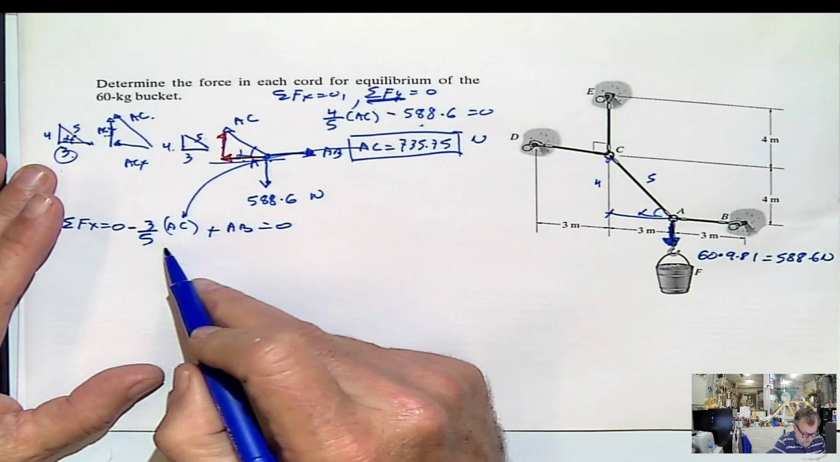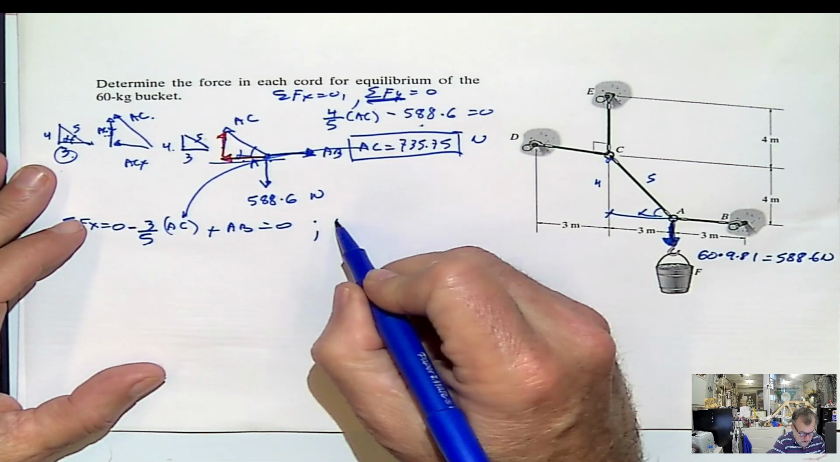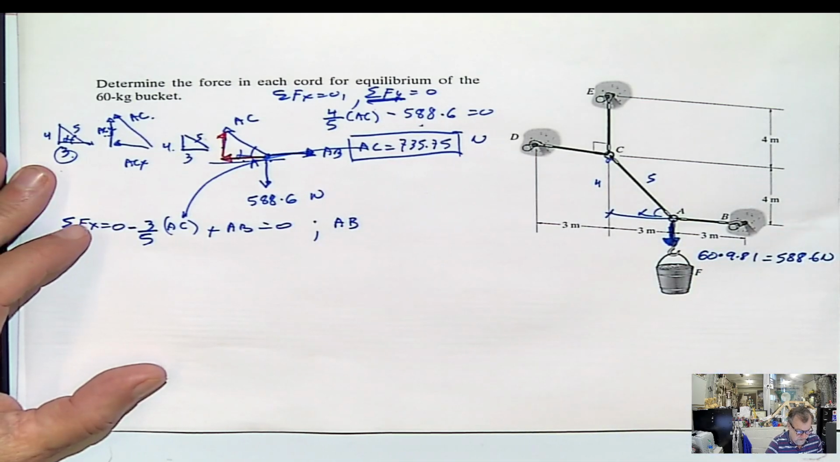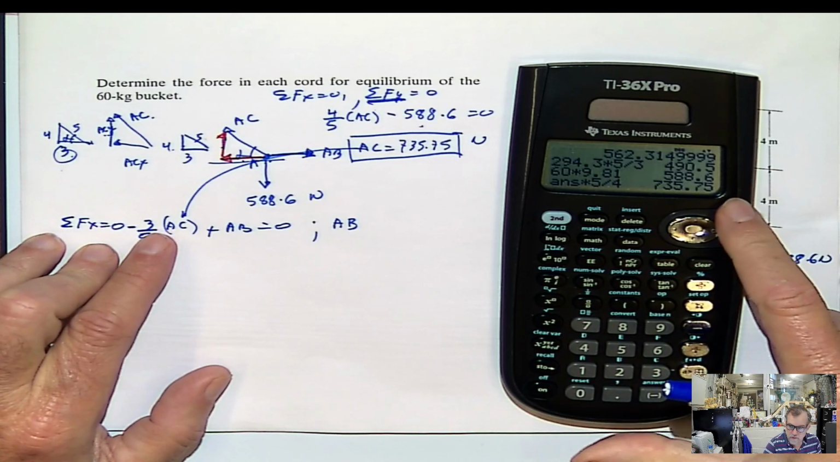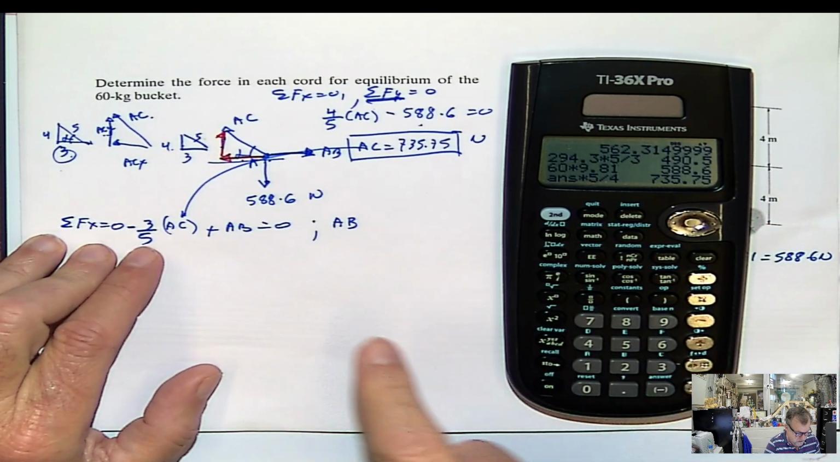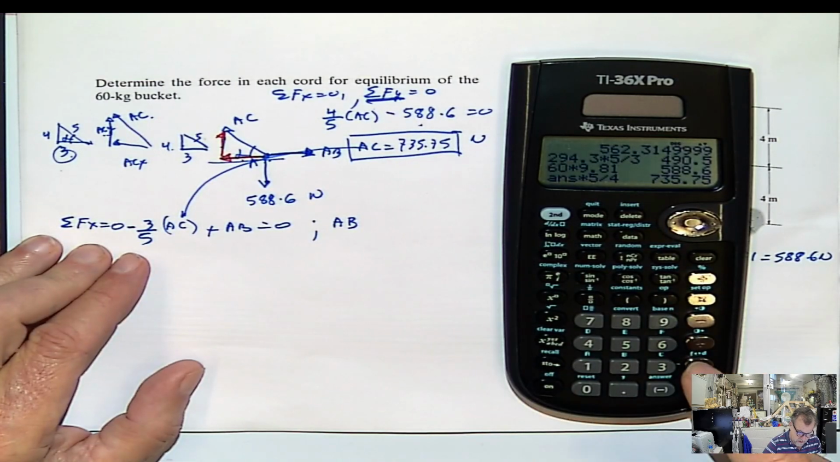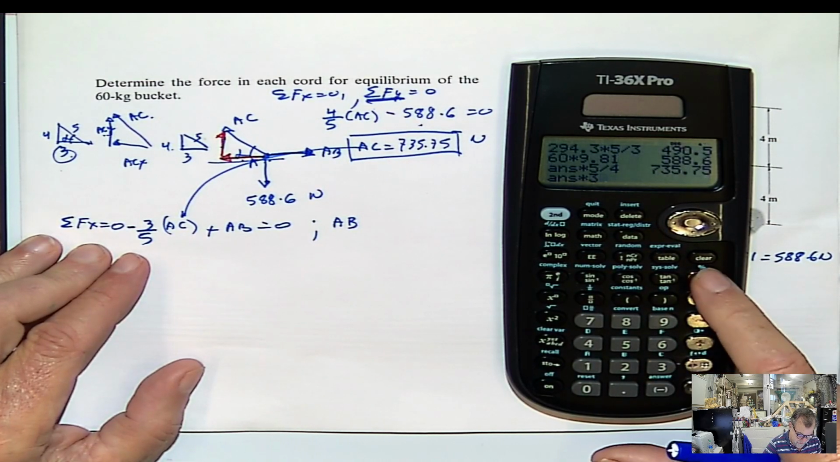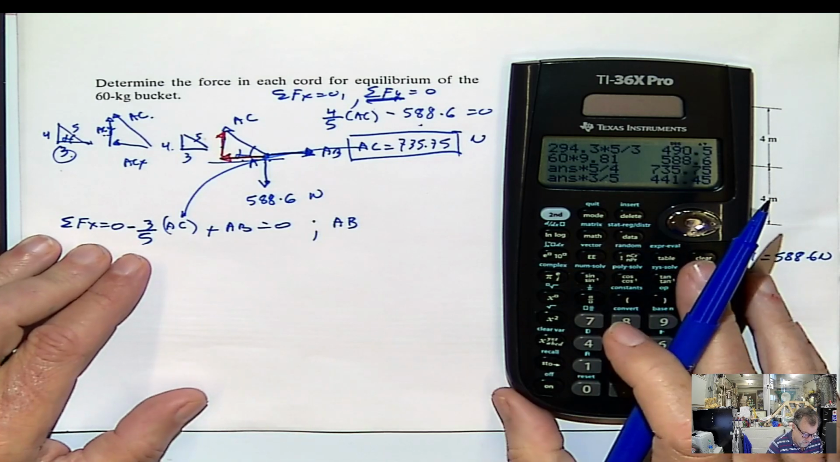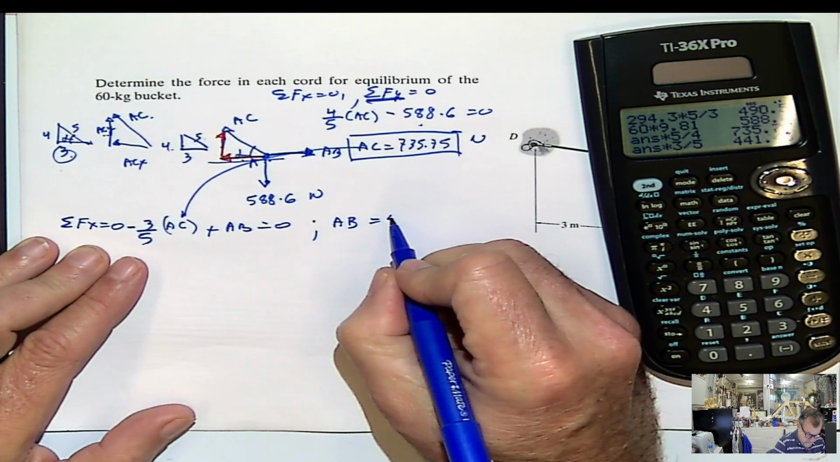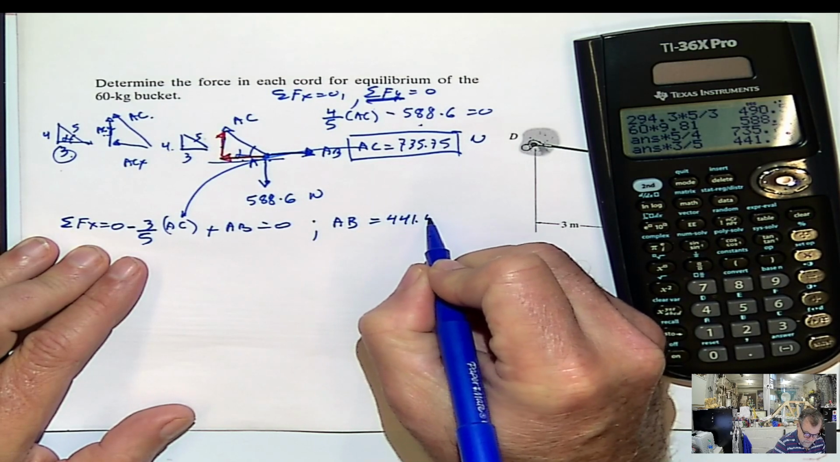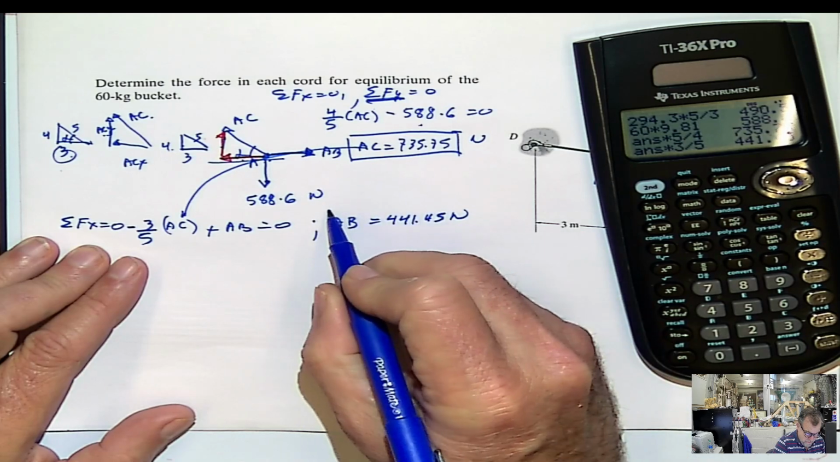I get this term, pass it to the other side, and solve for AB, which is going to be positive. AC is this value that we got before, times 3 divided by 5. That's 441.45 Newton. Good.